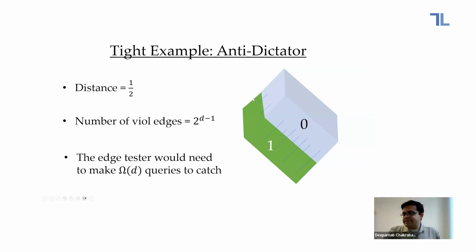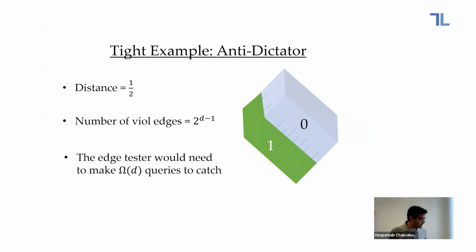And its distance is half, right? I need to make all these 1s into 0s or all these 0s into 1s to make it monotone. There is no way, so the distance is half. And the only violated edges are these, the blue ones, which have one endpoint straddling this fixed dimension i. So the number of violated edges is 2 to the d minus 1. And therefore, the edge tester would need to make roughly d queries to catch this.